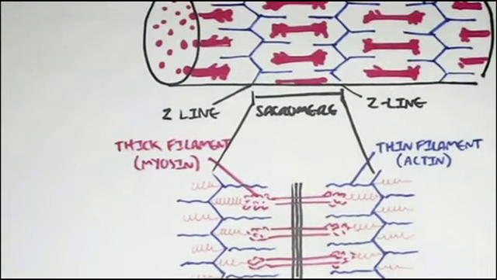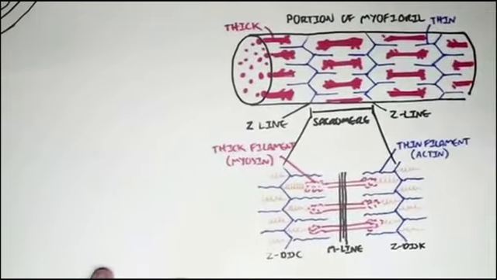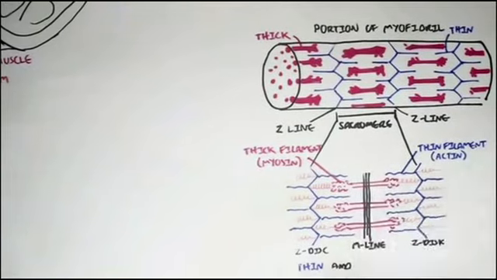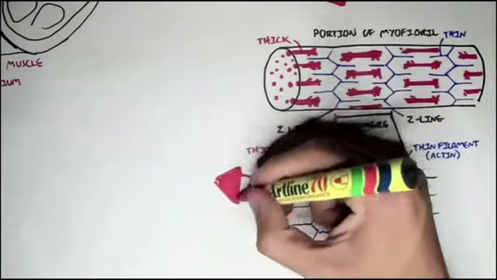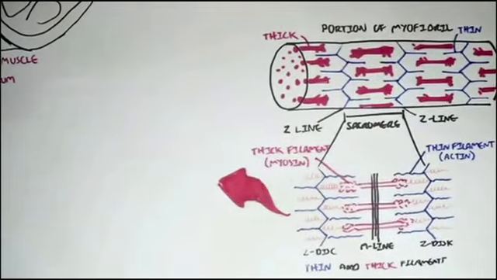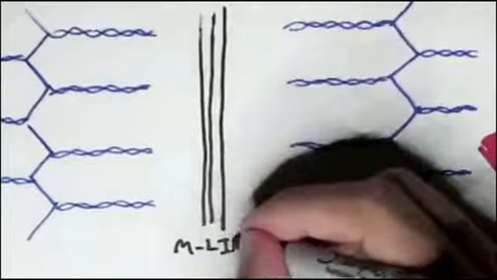But remember, a sarcomere runs from one Z disc or Z line to another Z disc or Z line. And this is the thin and thick filament structure, a sarcomere structure. But let's have a closer look at one sarcomere. So here we have one sarcomere, with the center being called the M line here.